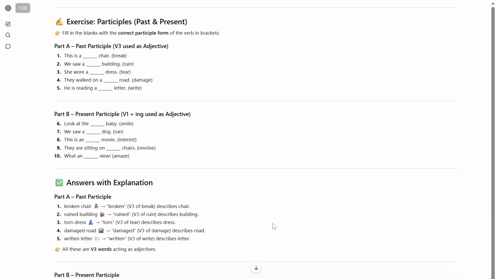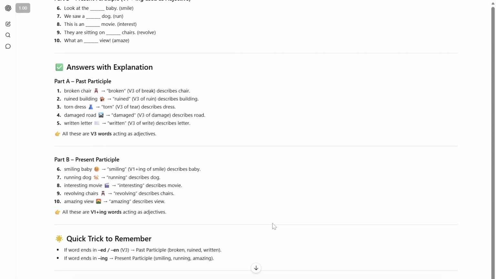Part A, past participle. 1, broken chair. Broken, V3 of break, describes chair. 2, ruined building. Ruined, V3 of ruin, describes building. 3, torn dress. Torn, V3 of tear, describes dress. 4, damaged road. Damaged, V3 of damage, describes road. 5, written letter. Written, V3 of write, describes letter. All these are V3 words acting as adjectives.